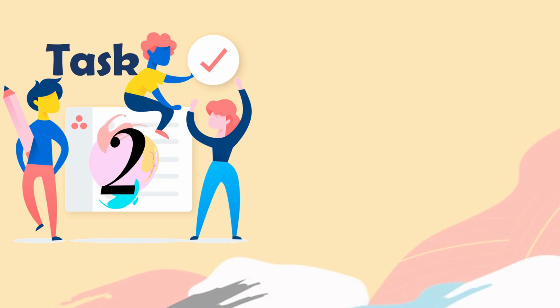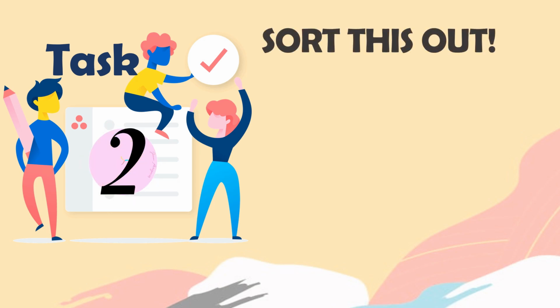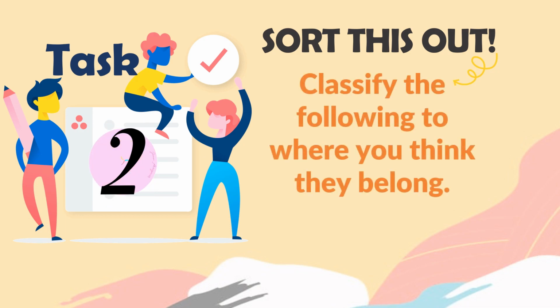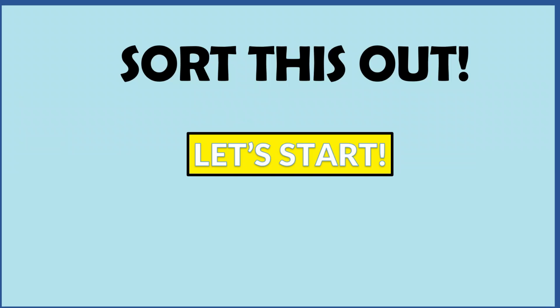Now that you have generated and gathered ideas about academic writing from our brainstorming activity, let's have your second task. Sort this out. In this task, you have to classify the following texts to where you think they belong. Is it academic or non-academic? Let's start.